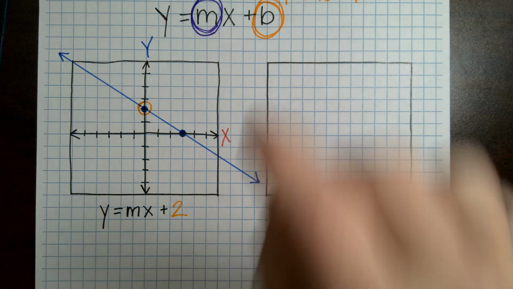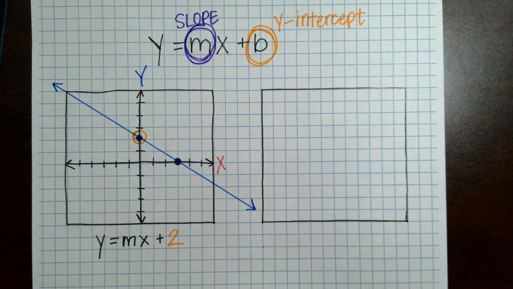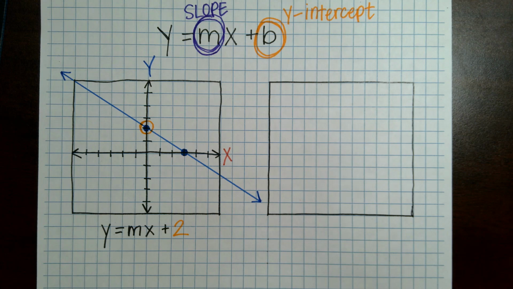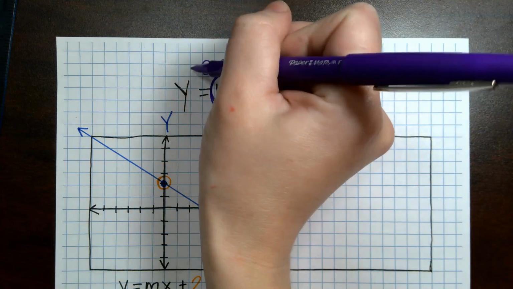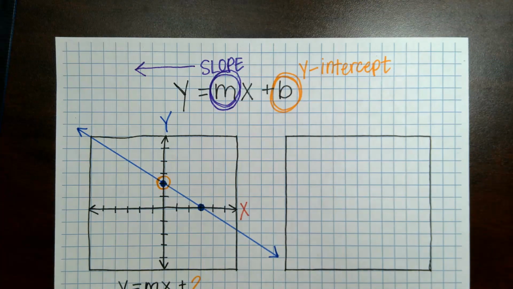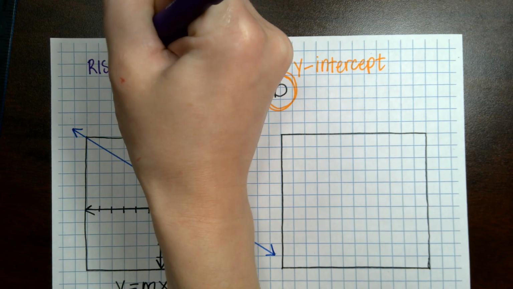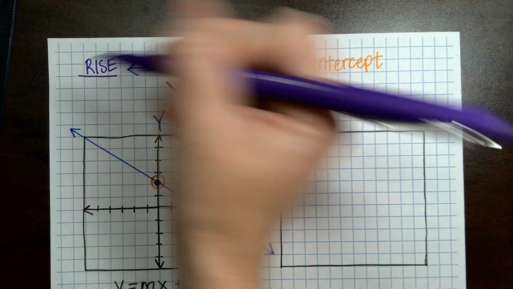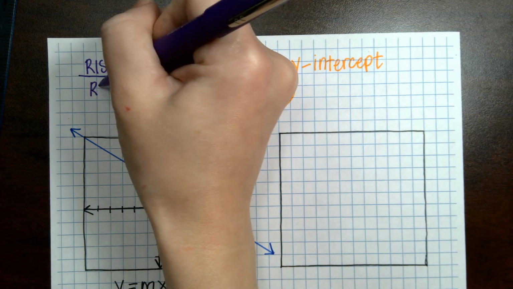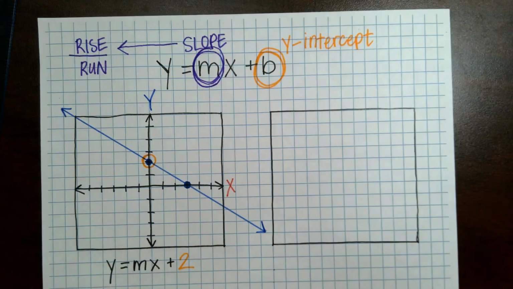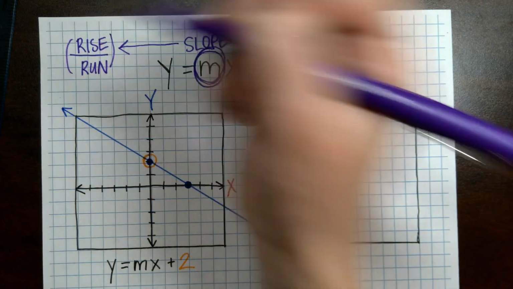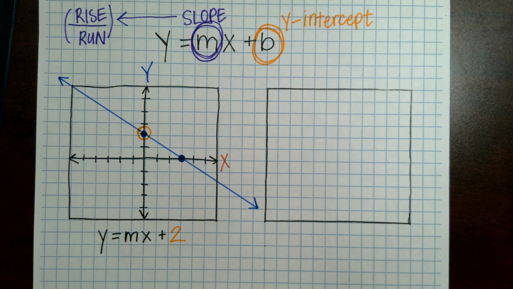The next thing we're going to talk about is slope. The slope, like I said before, is just how steep your line is. The way that we count that is with a little formula for slope. I'll have you write this over to the side. I'm going to make an arrow from slope and write rise over run, with a fraction bar. This is how we count slope, and I'm going to tell you what that means.